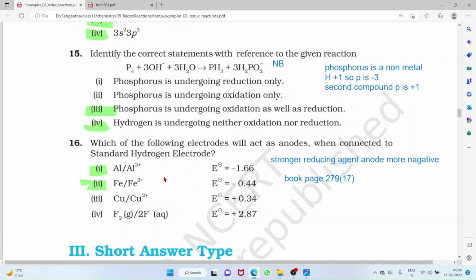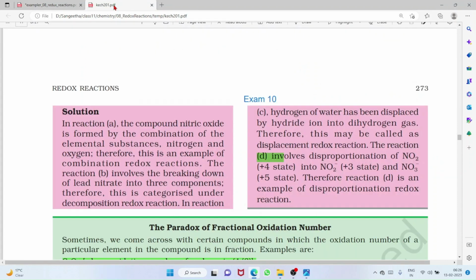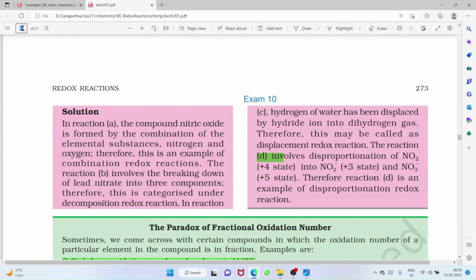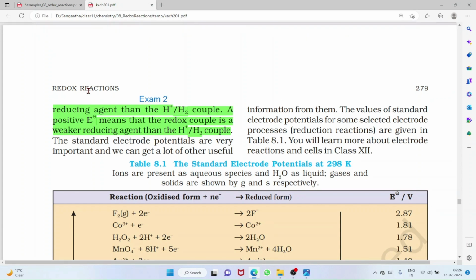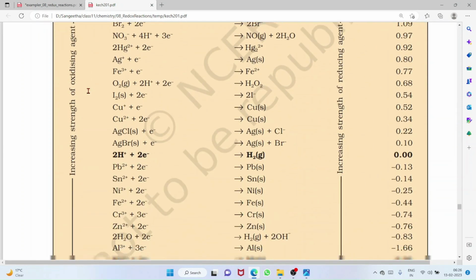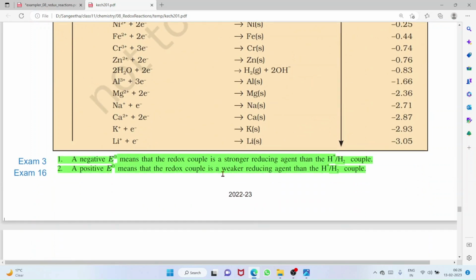Which of the following electrodes will act as anode when connected to the standard hydrogen electrode? Okay, so the stronger reducing agent will act as anode. That is, the more negative will act as the anode. 17. See, this they are given here. Okay. Anode means where electron is released.